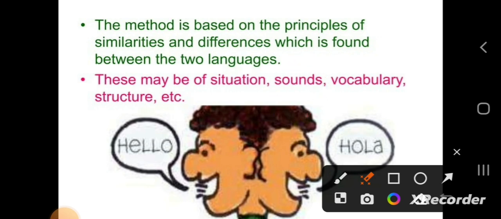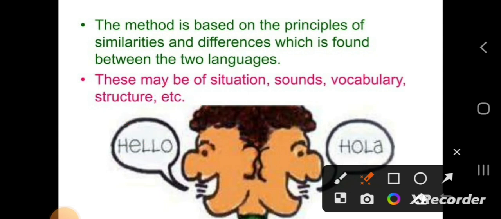Sounds, phonetics. Teachers emphasize phonetic similarities and differences to aid pronunciation and listening skills. For instance, they might compare sounds that exist in one language but not in the other. Vocabulary. Instruction includes comparison of vocabulary items between the two languages, highlighting cognates, similar words, and false friends, words that look similar but differ in meaning.